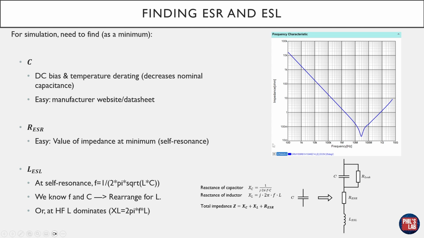The inductance is slightly more involved. Remember, the inductive part dominates after the self-resonance, so we can look at the slope of that inductance trace, and remember that the inductive reactance is 2 pi f times L, so we can pick a point on there and then find an approximate value for L. Or at self-resonance, we know our formula is f equals 1 over 2 pi square root of LC, and find it that way. Again, these are all approximations, but good to give you a starting point for your simulation.